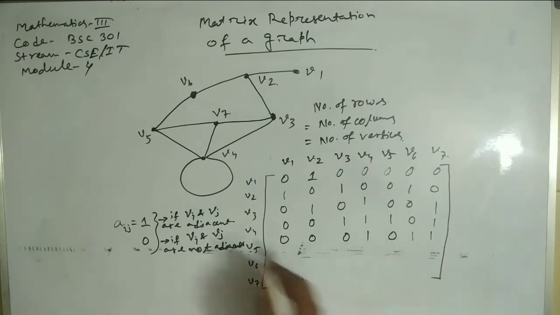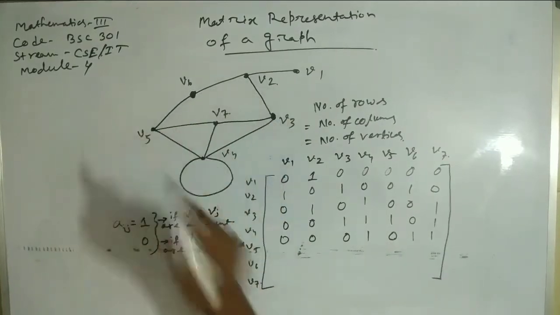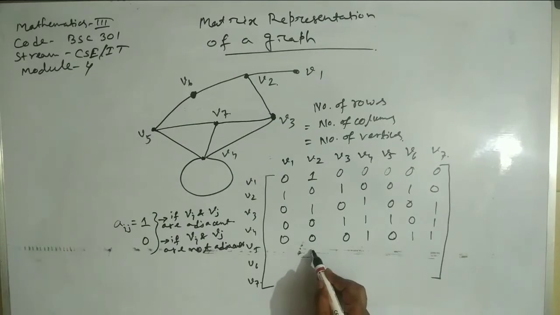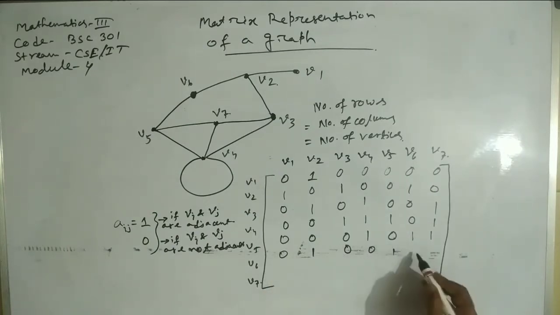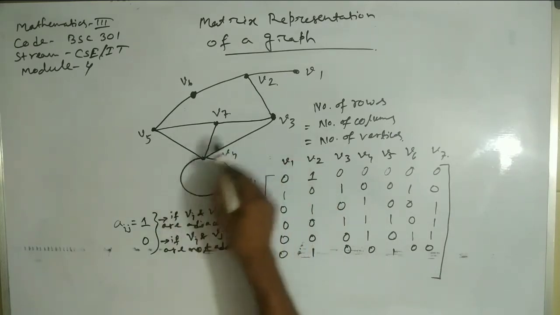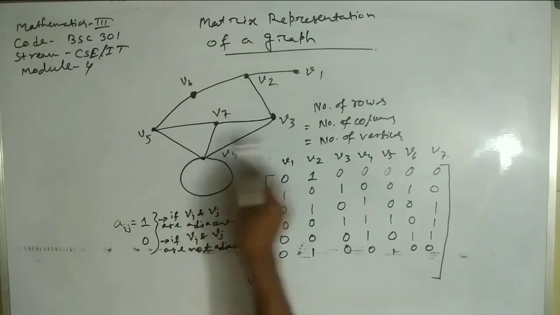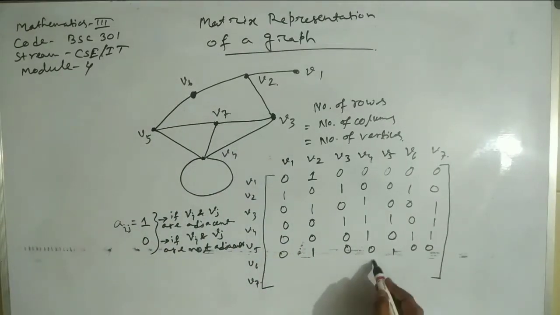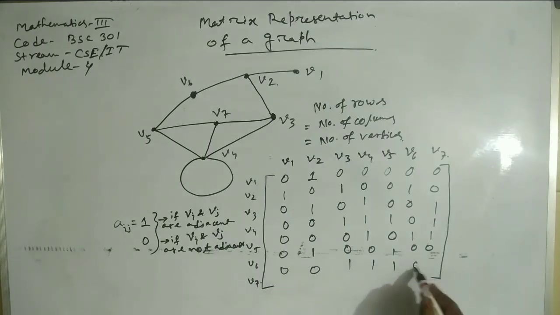For V6, V6 is adjacent to V2 and V5 only. So we are putting 1 in V2 and V5 and 0 in all the other places. Now V7 is adjacent to V4, V3 and V5, so 1 in those and all others will be 0. So this is the procedure for writing an adjacency matrix for a given graph.